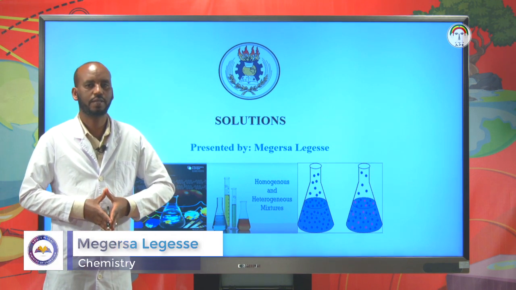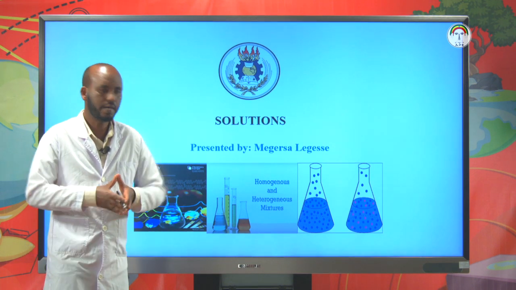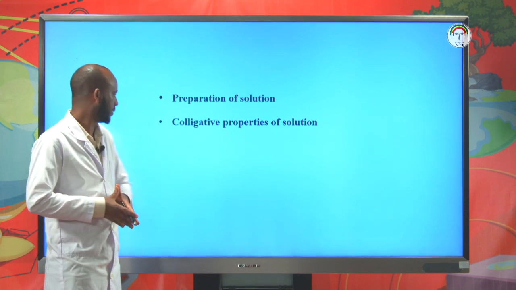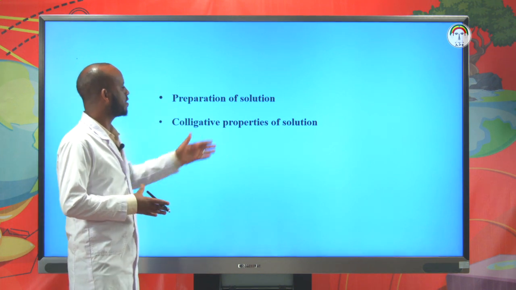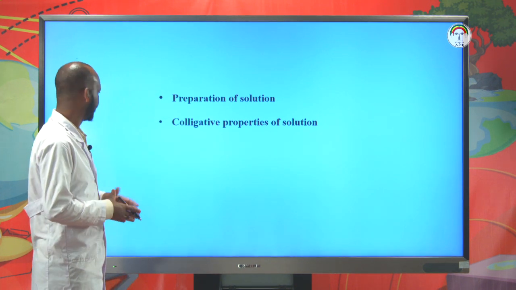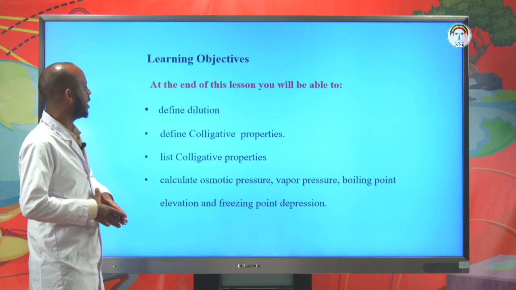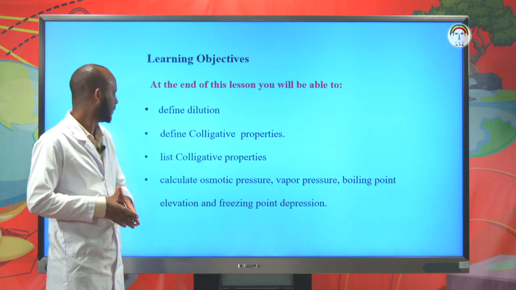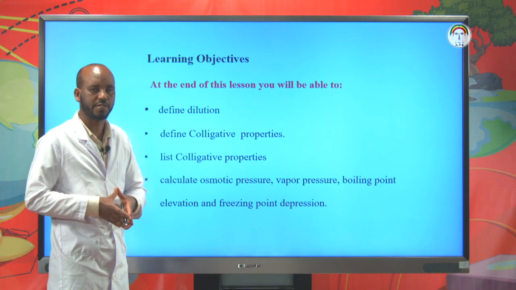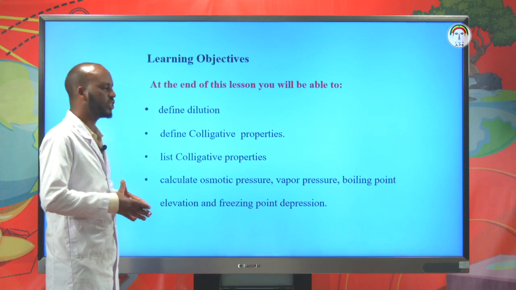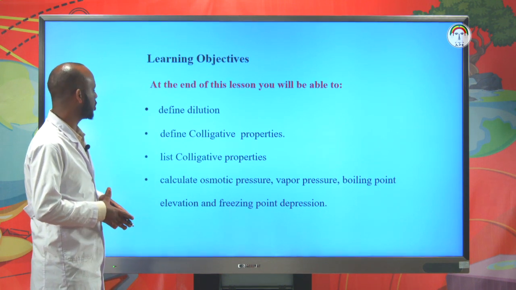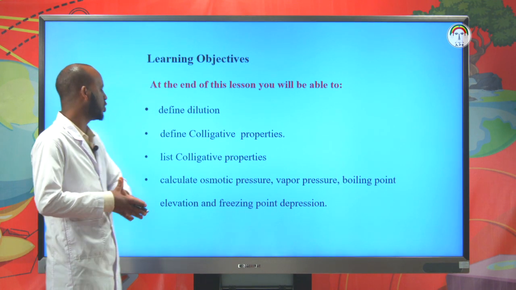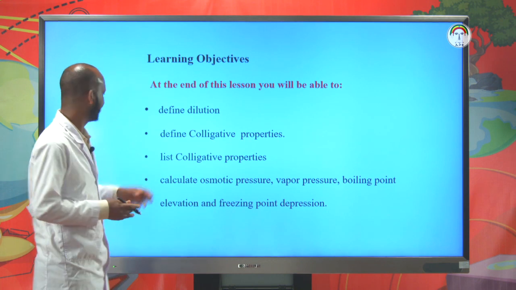In our today's lesson, we will learn preparation of solution and colligative properties of solution. At the end of this lesson, you will be able to define dilution, define colligative properties, list colligative properties, calculate osmotic pressure, vapor pressure, boiling point elevation, and freezing point depression.